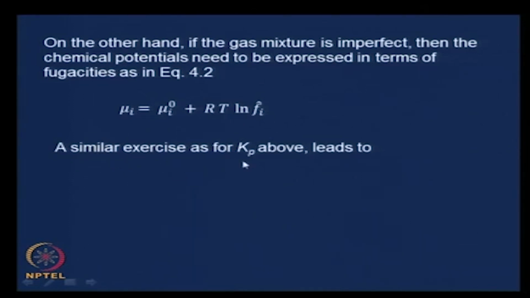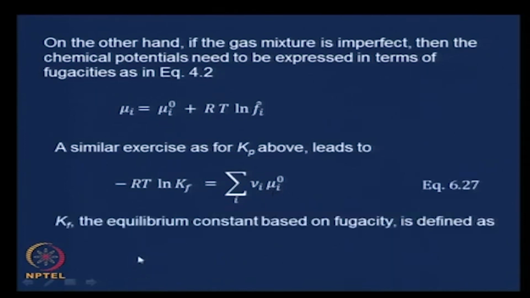So if you do a similar exercise as for Kp, we should get minus RT ln Kf, where Kf is the equilibrium constant based on fugacities, equal to sum over I nu I mu I naught, where Kf, the equilibrium constant based on fugacity, is defined as product over I Fi hat raised to the power of nu I, that is our Kf. Let us call that equation 628.